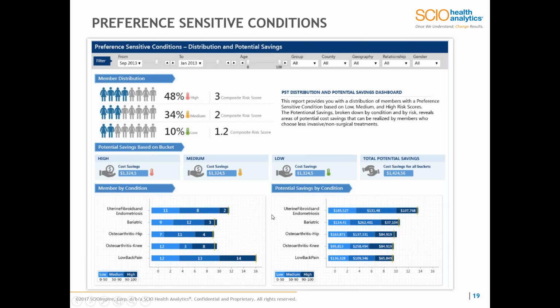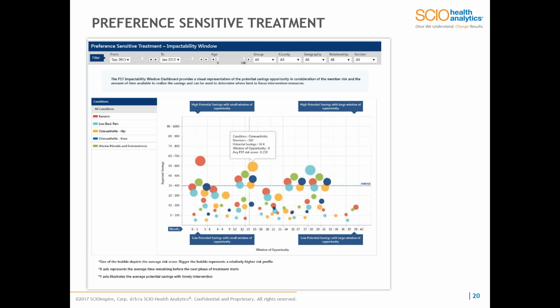And then the breakout as far as the condition, and you can see those that fall within the low, the medium, and the high, and potential savings if you were able to intervene within that time window. The population is broken down that way too, so that within that time window, here's where you should intervene, reach out, educate, to again provide that individual with the information they need to make the decisions that are best for them.